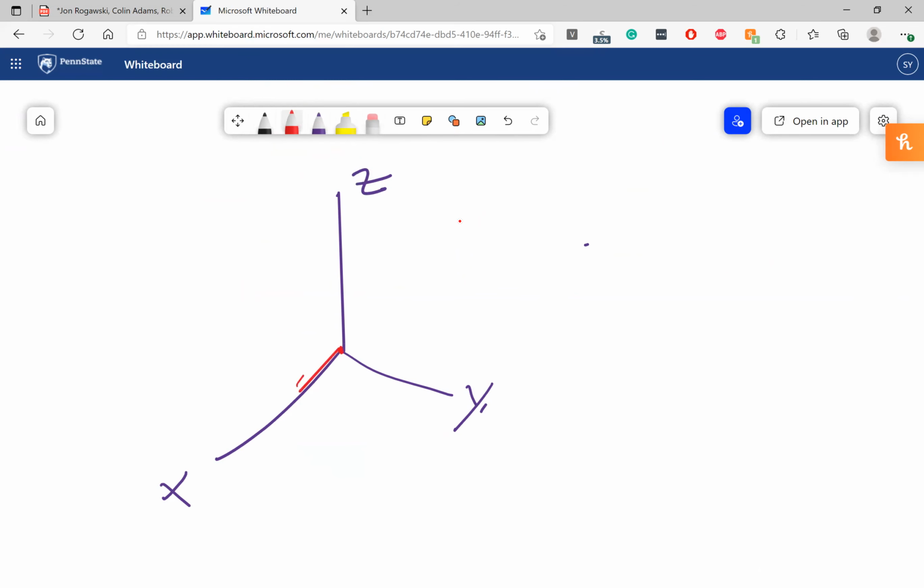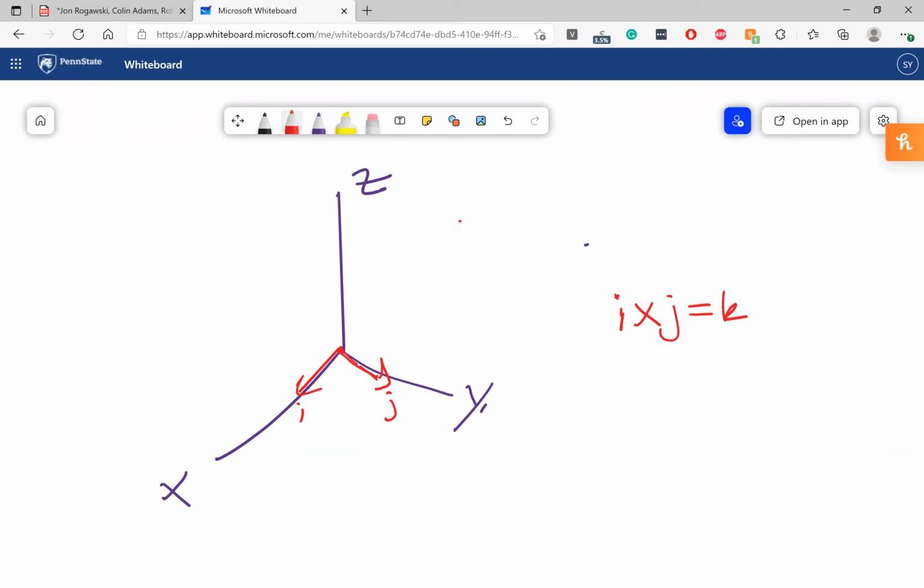So here's your I, here's your J. And if you want to know which one it is, it's either K or negative K. Okay, so you put your index fingers in the direction of I, the back of your hand in the direction of J, it's pointing up, so it's going to be K. So the cross product of I cross J is equal to K.